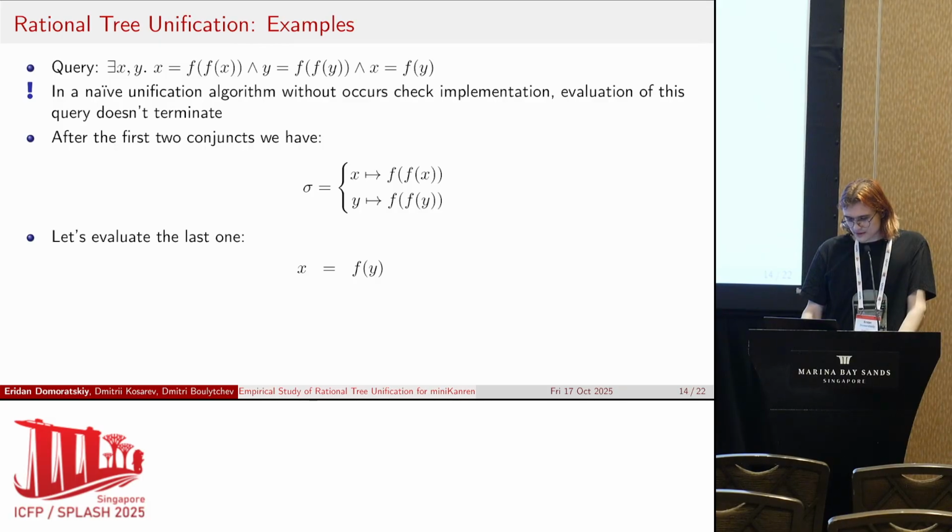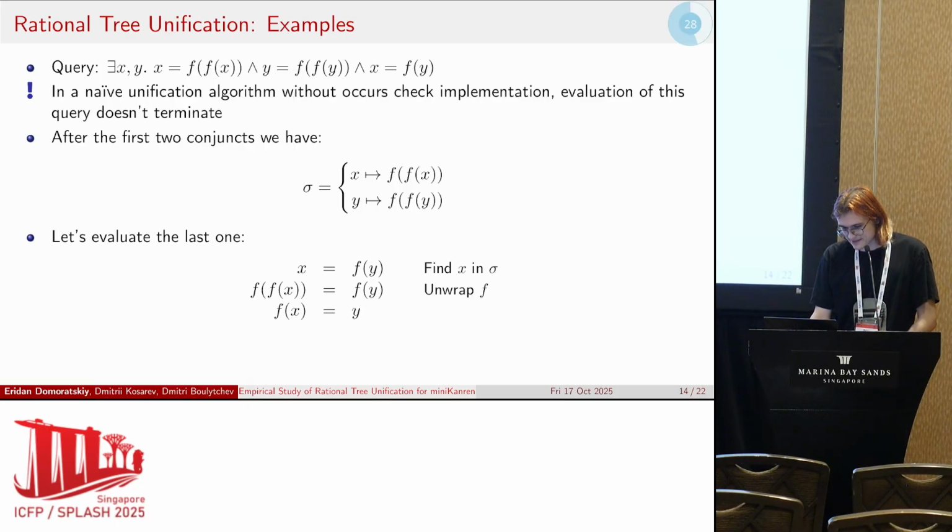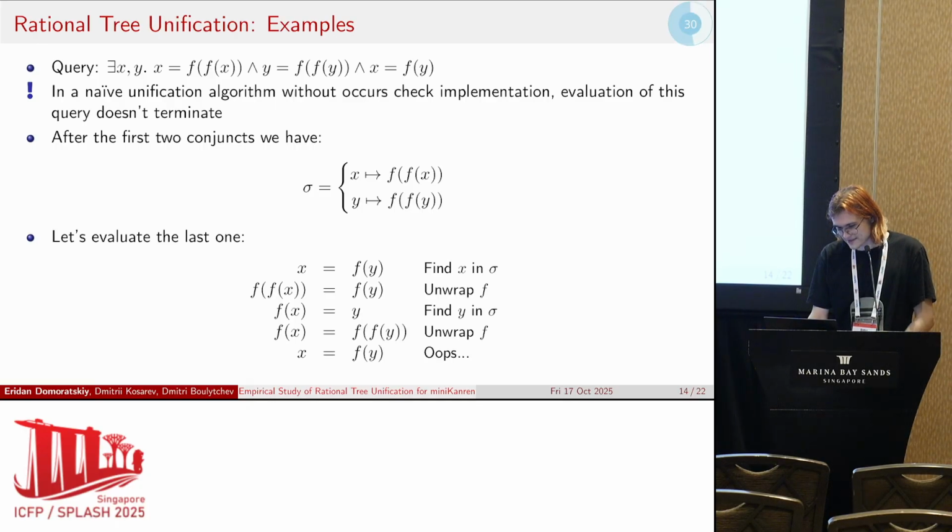Why? After the first two conjuncts, we have a substitution like that. And when we try to evaluate the last conjunct, we will hang because of the nature of the system, or not the nature of the system, but of the substitution. Firstly, we find x. Secondly, we unwrap f, find y, unwrap f, and loop.